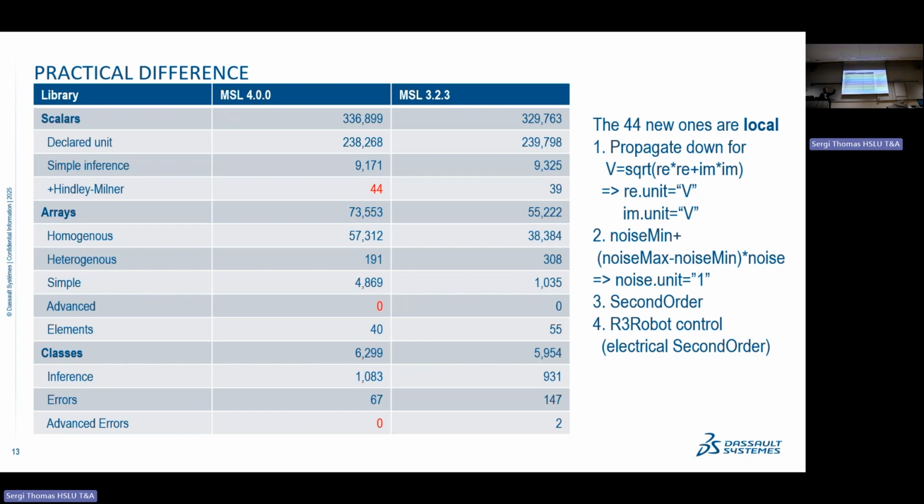And they are of 4 different kinds. This is one where you have a squared, an r times r, that you figure out the unit from the square of it. And then there's something with noise min, and then there's the previous second order example, and one additional second order, which is done electrically. And you don't get any new errors.